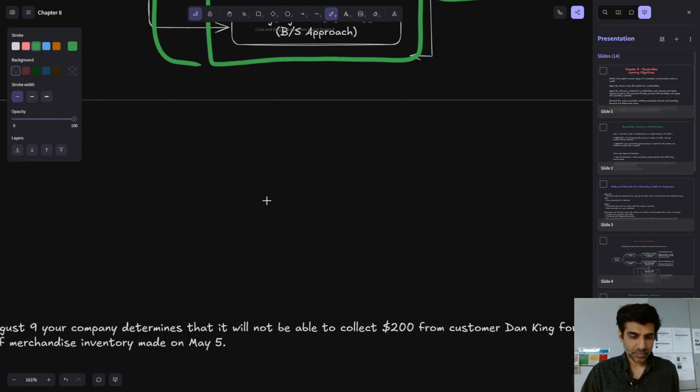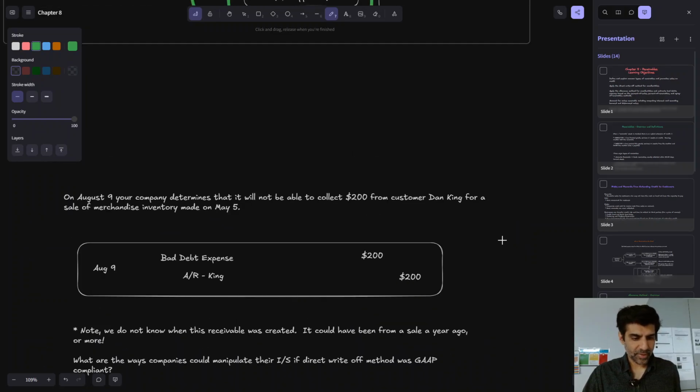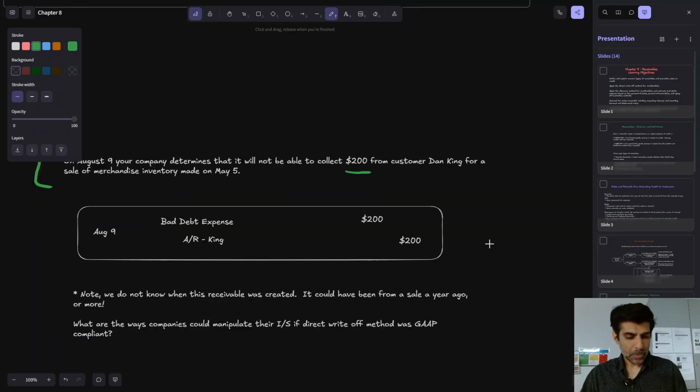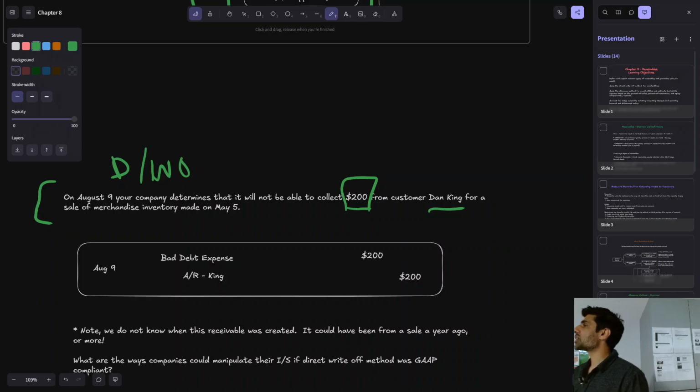Okay, so let's look at this example. On August 9th, your company determines that it will not be able to collect $200 from this customer. This is the direct write-off. Okay, this is direct write-off. So we're only going to do something at this time when Dan King is not going to pay us. We know specifically which account receivable we're not going to collect and when.